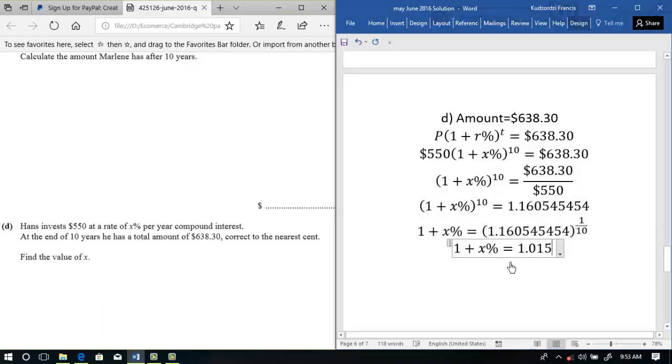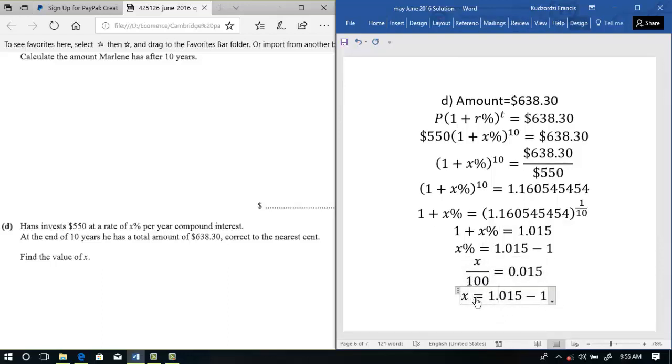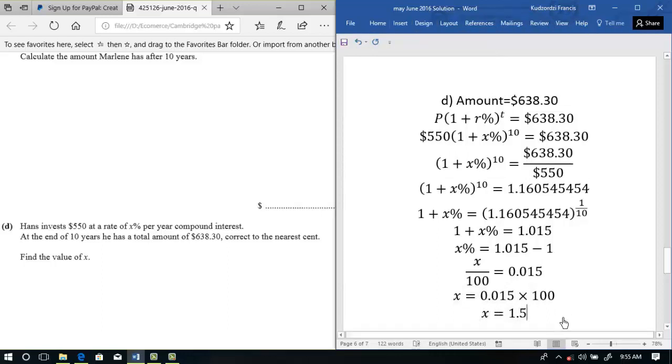So we are looking for x. This is a constant, so we group like terms. This will give us 0.015. Now we know that this is the same as x over 100. So we multiply through by 100 to obtain this. So x is approximately 1.5, that's the rate.